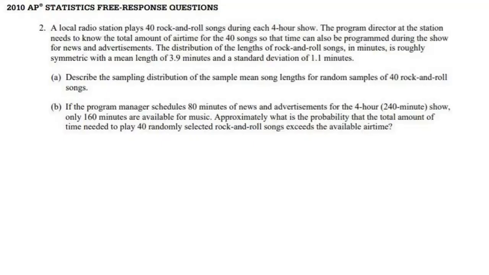For part A, I want you to describe the sampling distribution of the sample mean song length for random samples of 40 rock and roll songs. And then for part B, if the program manager schedules 80 minutes of news and advertisements for the 4-hour show, 240 minutes, only 160 minutes are available for music. Approximately, what is the probability that the total amount of time needed to play 40 randomly selected rock and roll songs exceeds the available airtime? Let's see if we can do this in 7 minutes. If I need to add a little bit of time on, I can.